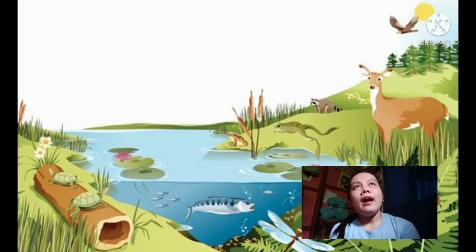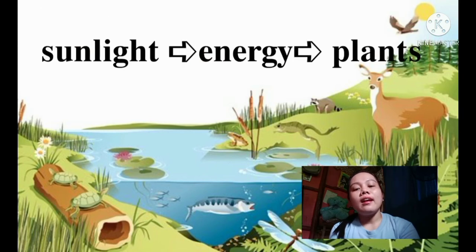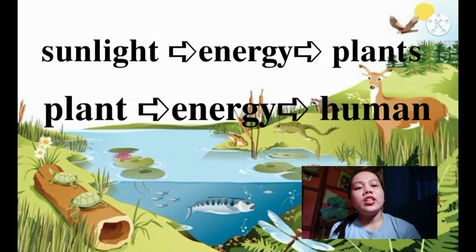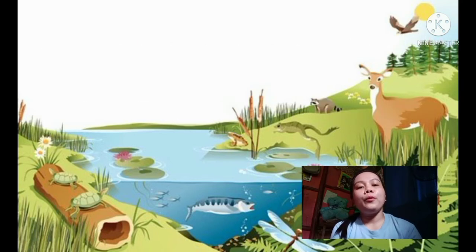So ang sunlight naghatag og energy sa plant. Tapos ang plant naghatag og energy sa human through oxygen. So mo nang giingon nga producers. They can make their own food.